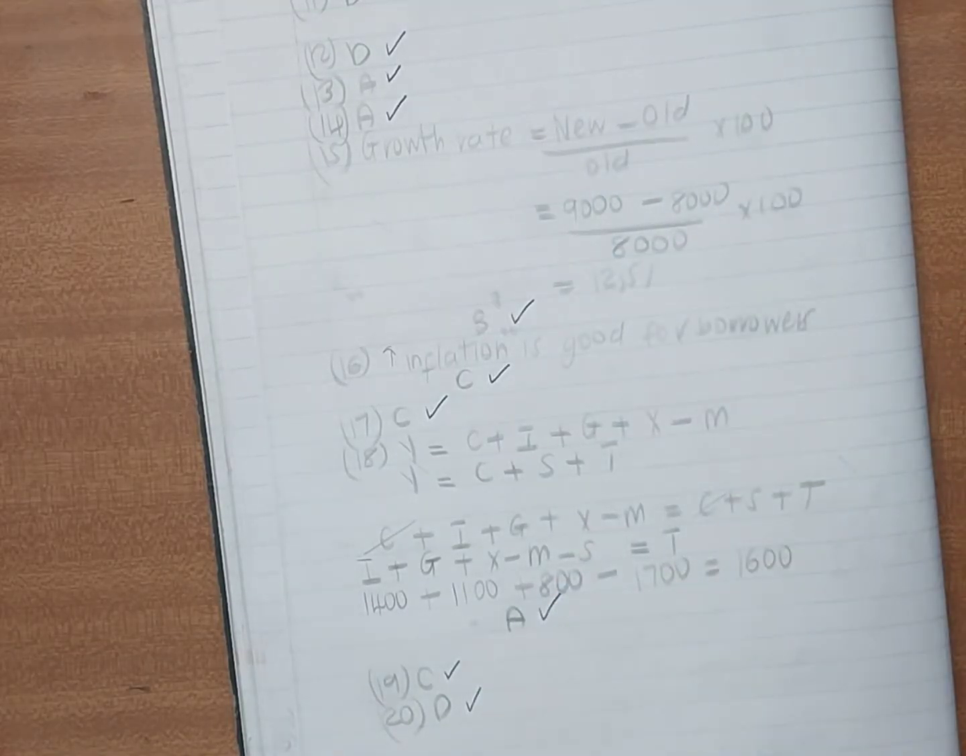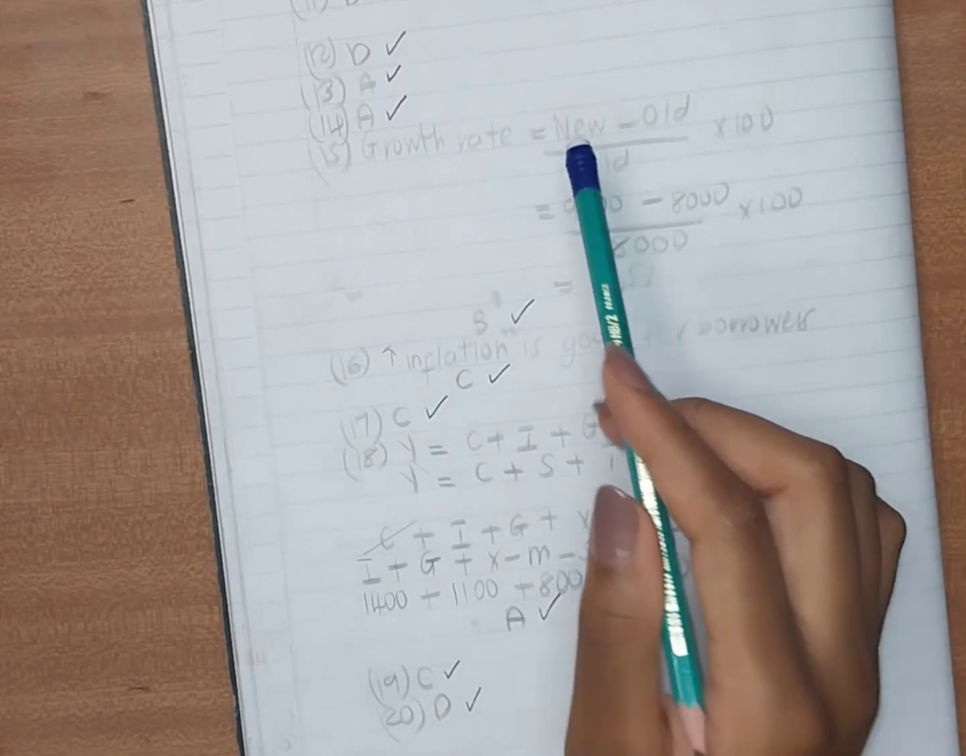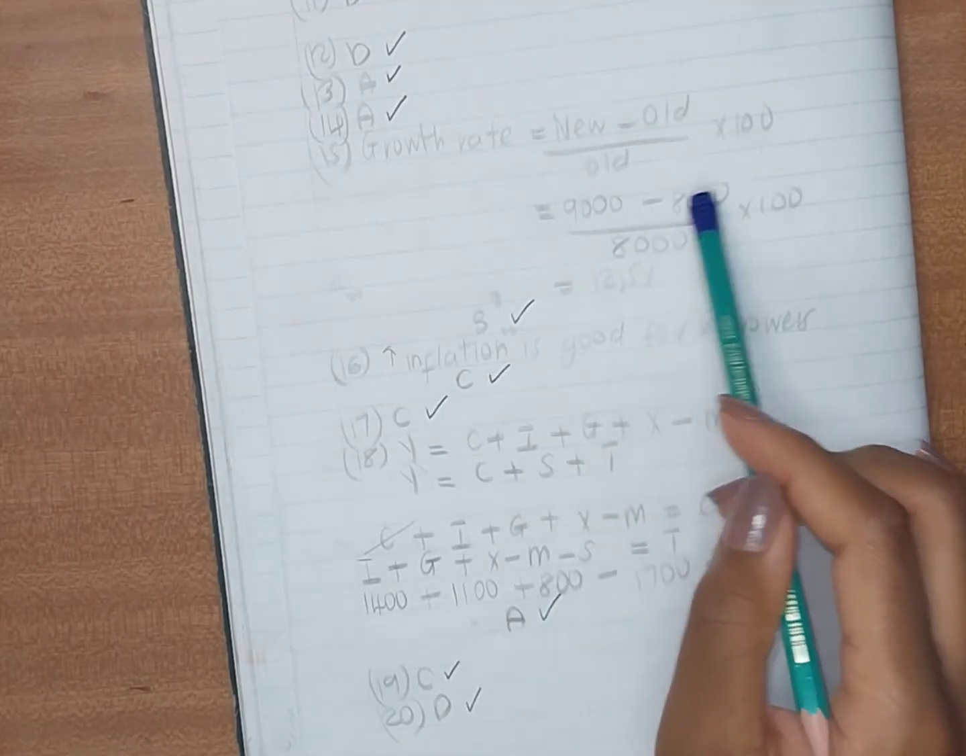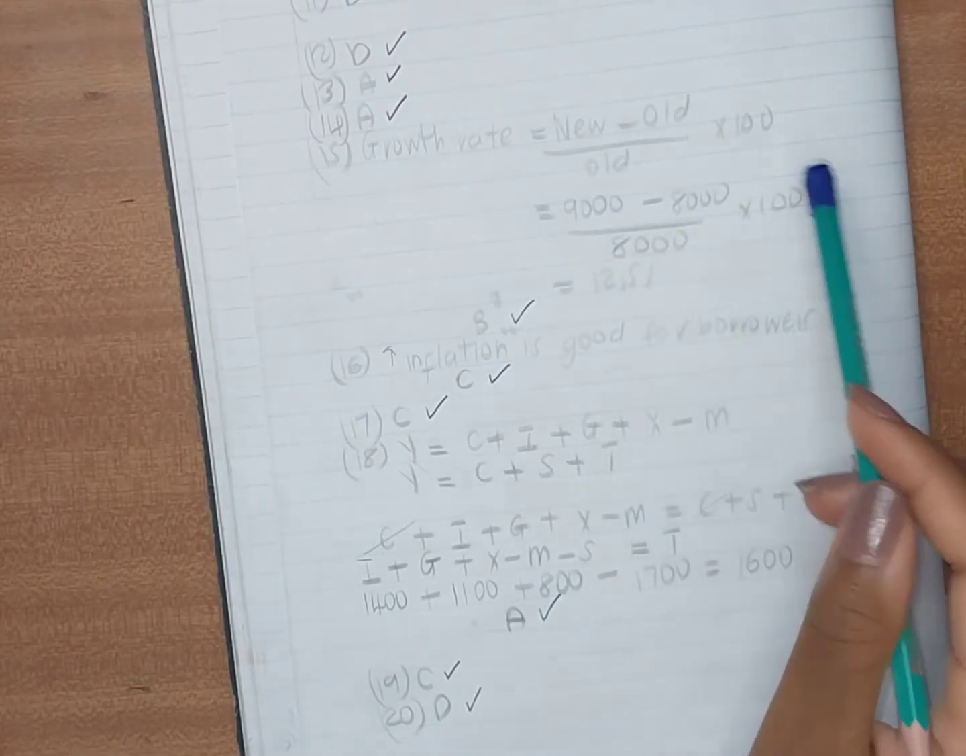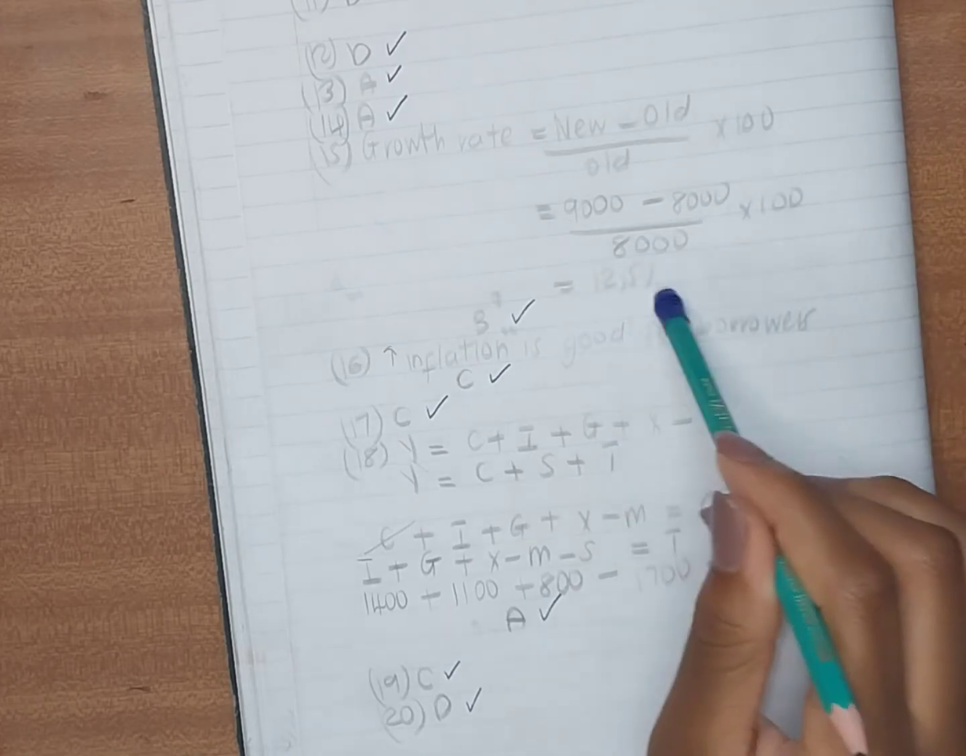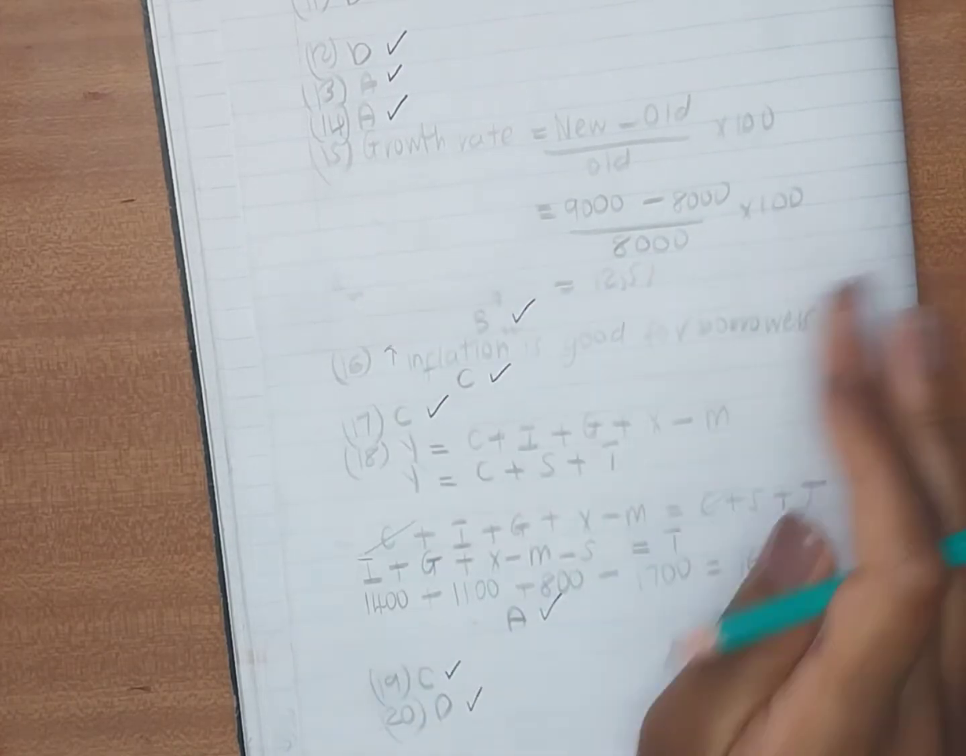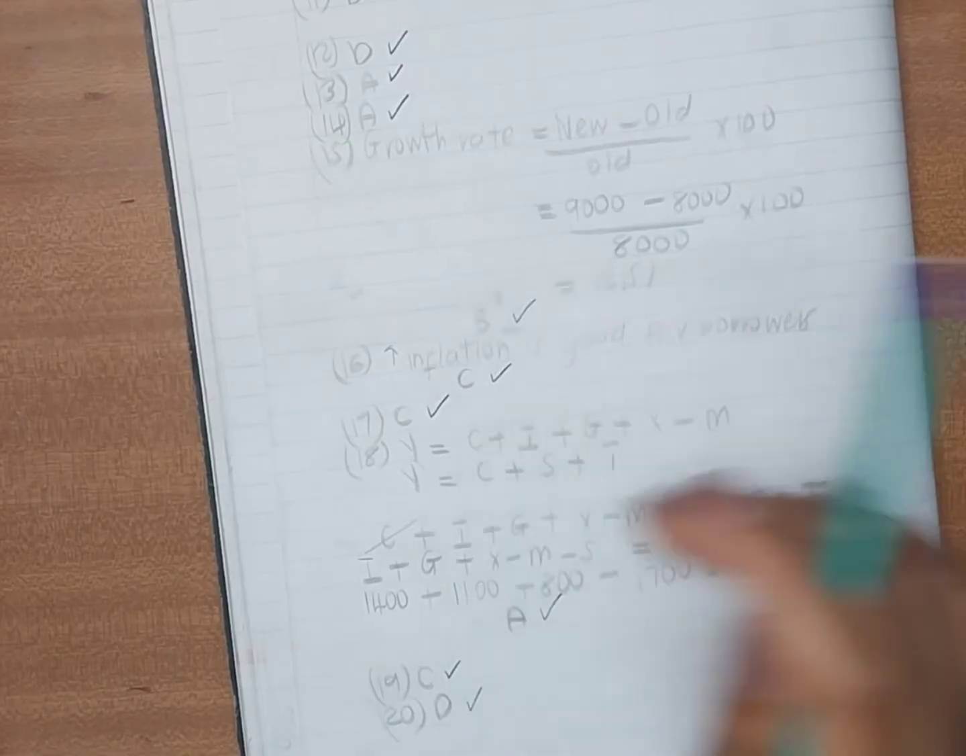So you look at the real GDP in rands for the year you are in, subtract the previous year, over the previous year's GDP, times 100. If you do that, you get that the answer is 12.5. Hence, the answer is B.